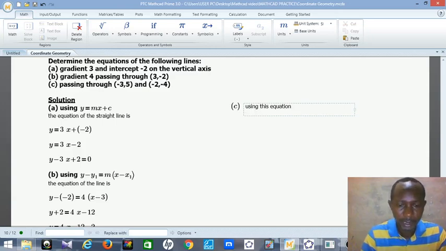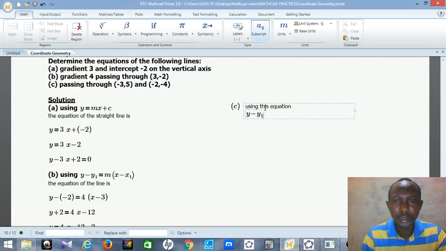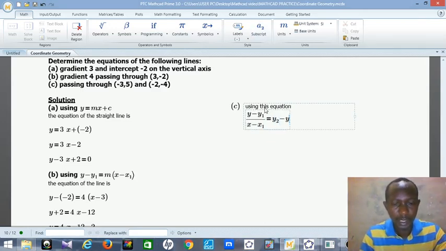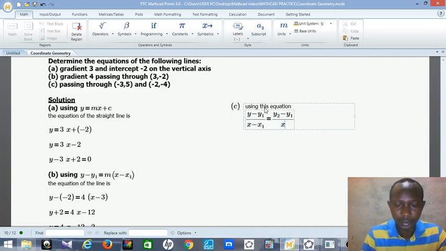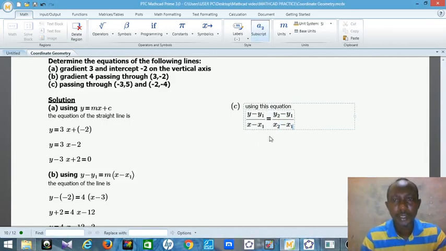Okay, let me use mathematical mode, which is (y minus y1) divided by (x minus x1), then is equal to (y2 minus y1) divided by (x2 minus x1). So this is the equation you are going to use for number 3 when 2 points are given.